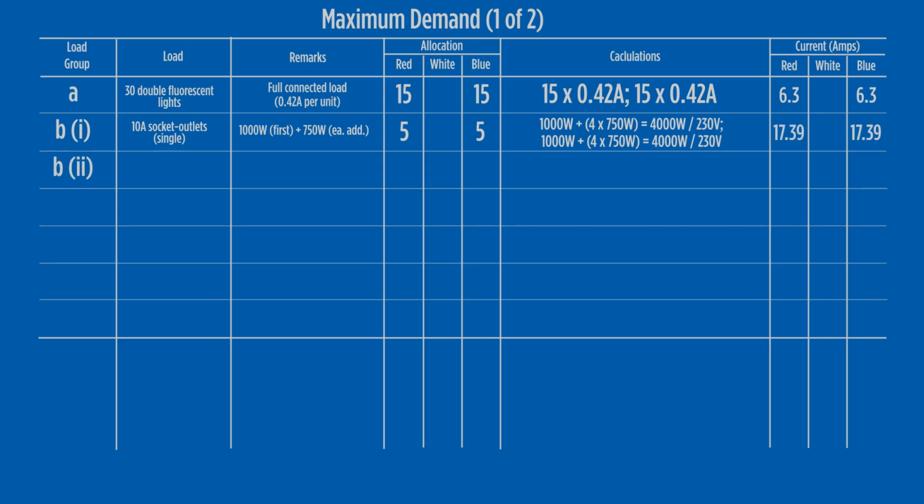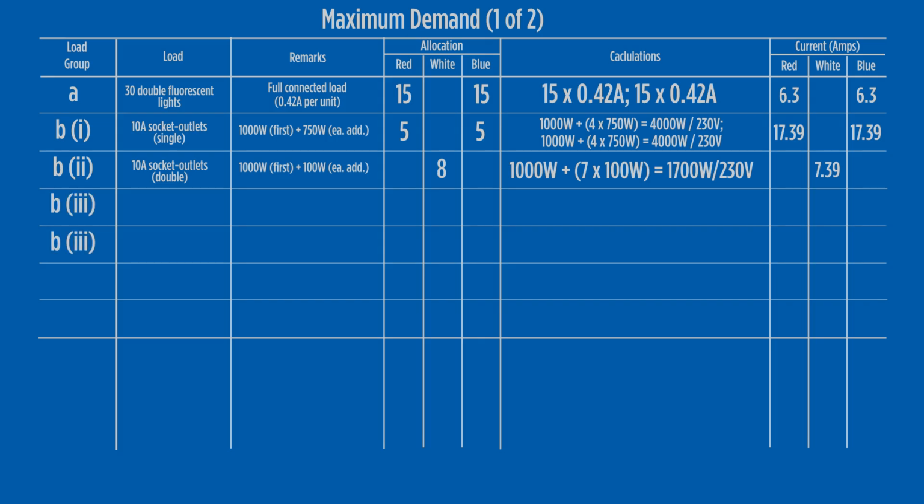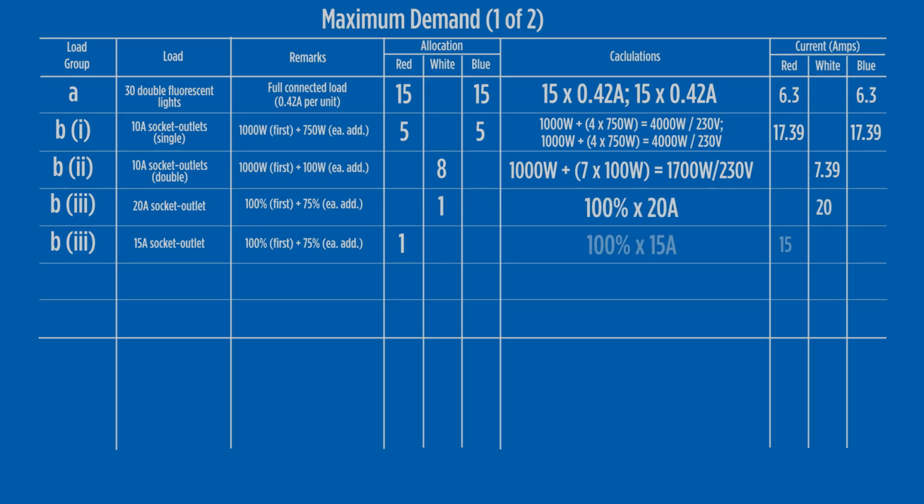Load group B2 contains 4 double outlets. The first is again 1000 watts, with 100 watts allocated to each of the remaining outlets. The total load is 1700 watts, which gives a current load of 7.39 amps. This group is placed in the white phase. Load group B3 contains one 15 amp and one 20 amp outlet. The 15 amp outlet will be placed in the red phase and the 20 amp outlet in the white phase. Full load current is applied to each, as they are the only B3 load in their phase.